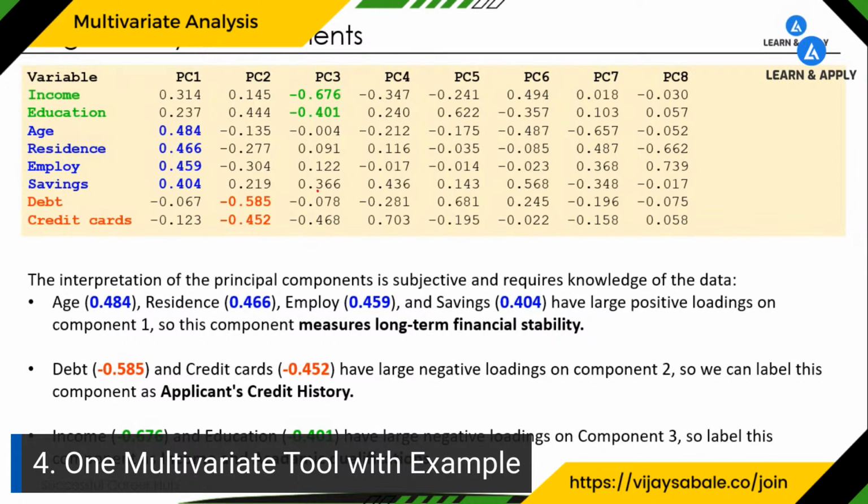Now, again, here is a minus 0.468. This value is again close to this. But as we have already considered credit card in principal component 2, let's talk about another variable, and that is education here. So if you consider these two variables, income and education, we can have the third group, which is called principal component 3.